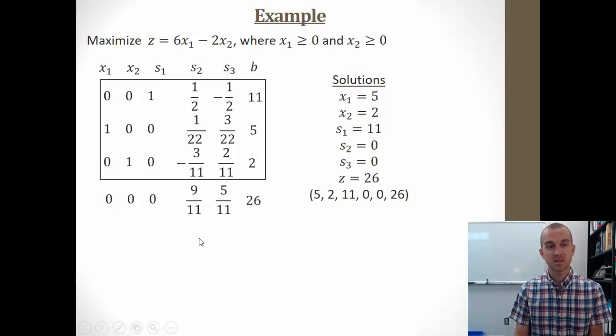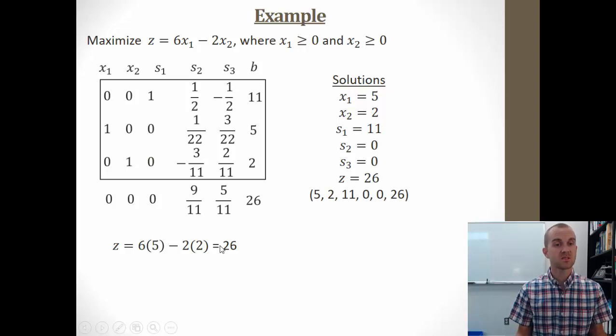Well, why is it 26? Let me take my x1 and my x2 value and plug them into my objective function. 30 minus 4 is 26. So here I've used the Simplex Tableau to find the solution.